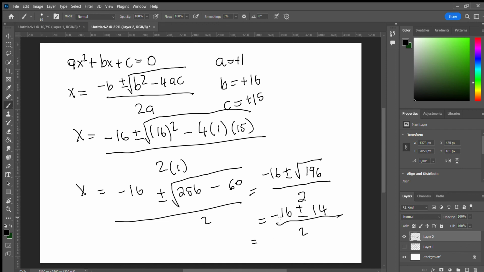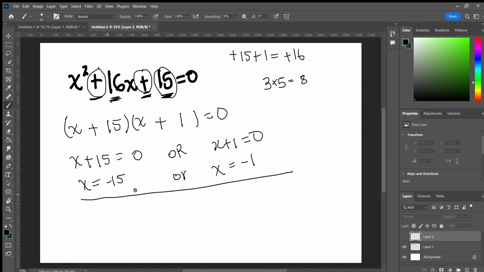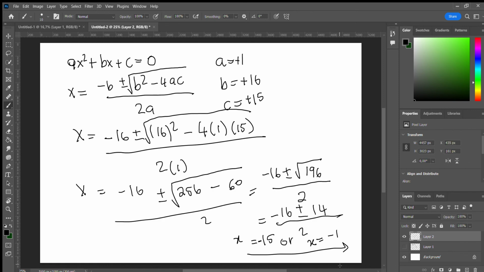Which then equals, so now we have our first value of x. X either equals that plus that over 2, which is 30 over 2, which is 15, or x equals 16 plus 14, which is 2. Sorry, this is minus 15, which is minus 2. So that would be minus 1. So you still get the same answer as before, but using the quadratic formula now.